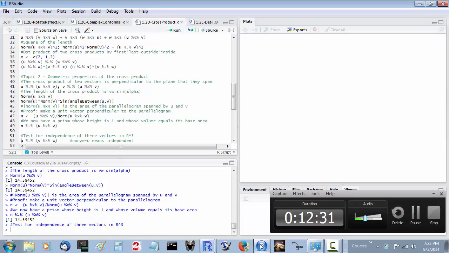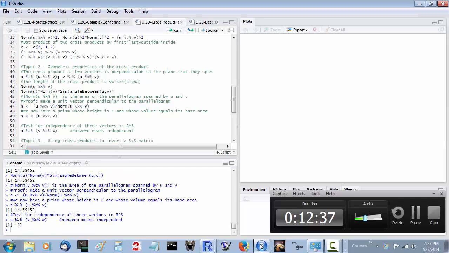The volume is given by the triple product of these 3 vectors, u, v, and w. And for the 3 vectors I've chosen, this triple product is minus 11, which means that these 3 vectors are independent of one another.